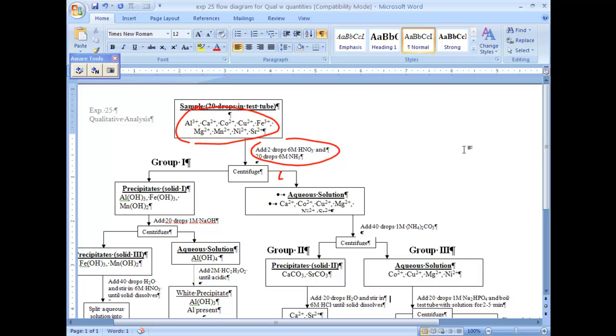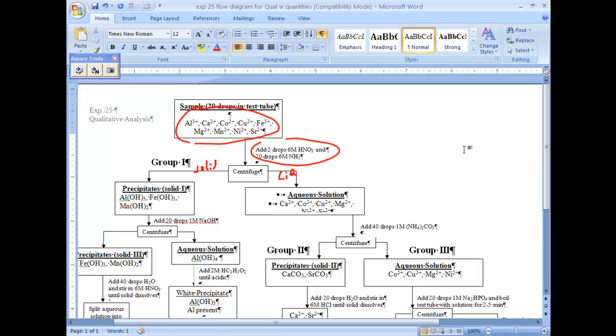Here will be your liquid part, and we're going to do all the testing with the liquid. Then you have your solid over here. In the solid, the possibilities are aluminum, iron, and manganese. We have to do more testing to see which metals are there. For the liquid, you have all the other ones, calcium, cobalt, copper, magnesium, etc., that are capable of being in that solution. So we have to do other tests on that portion of the sample.